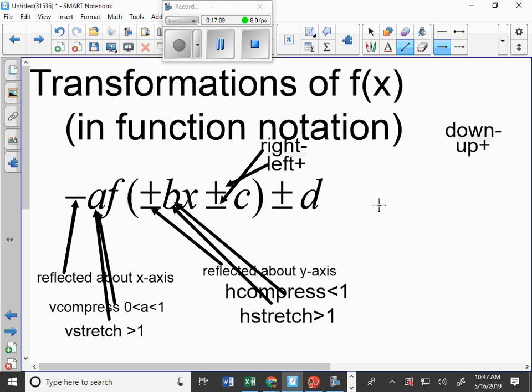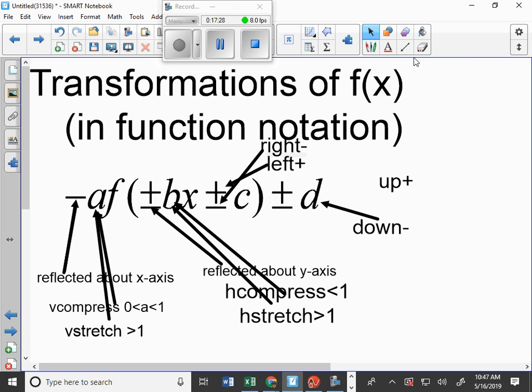And then same with the vertical translations. If D is negative, if there's a minus sign in front of it, then we're moving down. And if D is positive, then we're moving up. And that is all of our transformations of f of x.